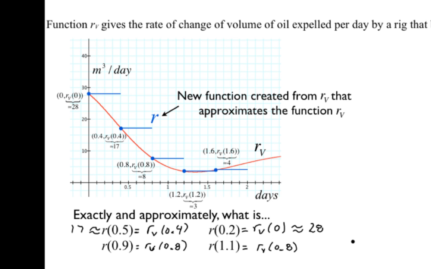So this new function is created from r sub v. It approximates r sub v with constant rates. Is this doing a good job approximating r sub v? Aiden says no. Why not?